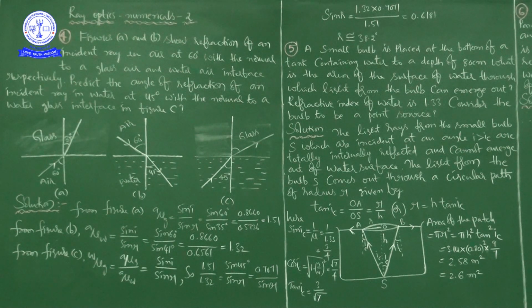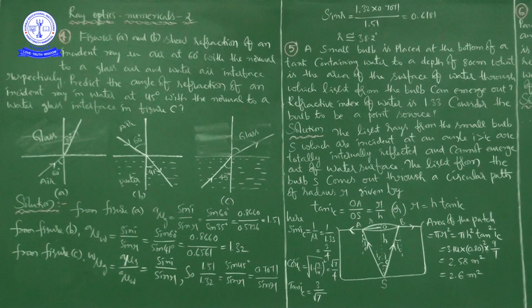Then sine r is equal to 0.6181, so small r is the sine inverse of 0.6181. Small r is equal to sine inverse of 0.6181. It will give you 38.2 degrees.